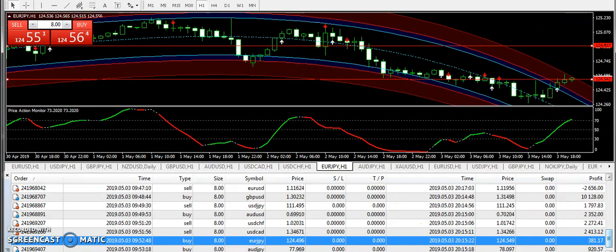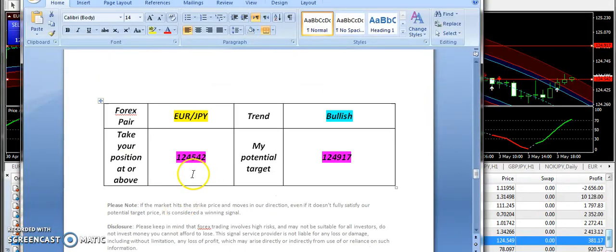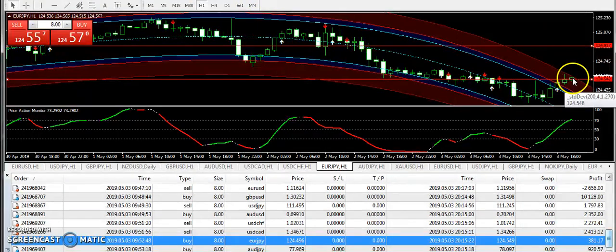Now let's talk about Euro JPY. So guys, this signal is still on the way. It isn't expired. I have supplied the bullish signal in case of Euro JPY from 124.542 and 124.917 is the target price. You can see the entry is just break. If it continues the bullish pattern like this, then it can reach up to 124.917. So I am quite bullish on Euro JPY.